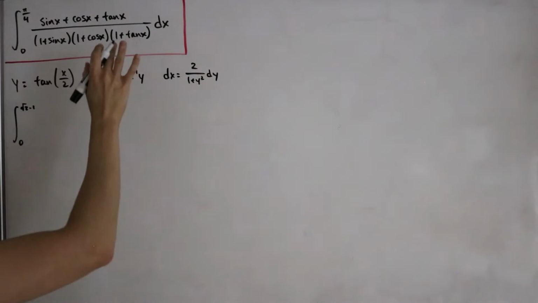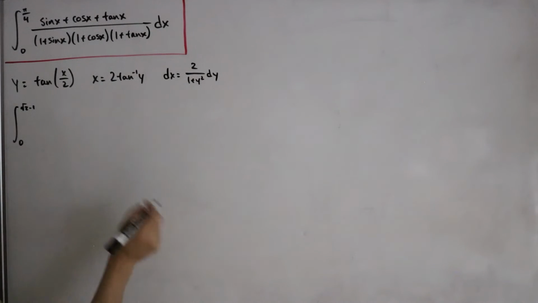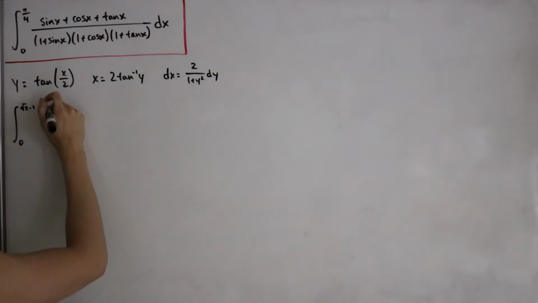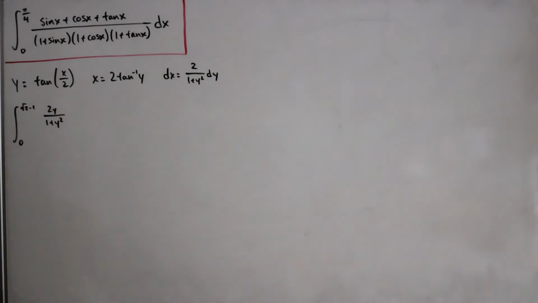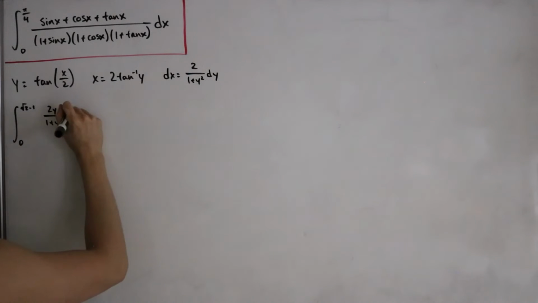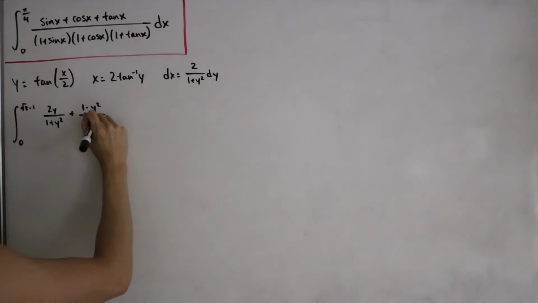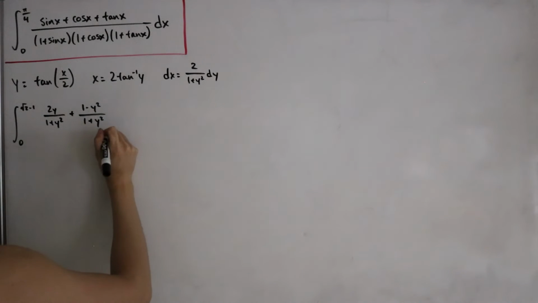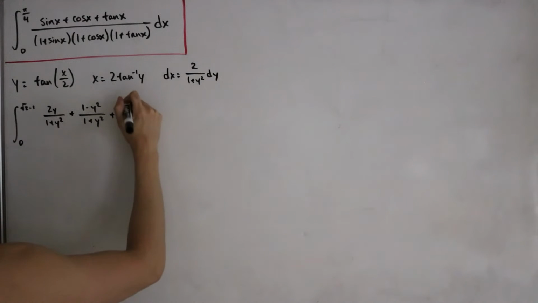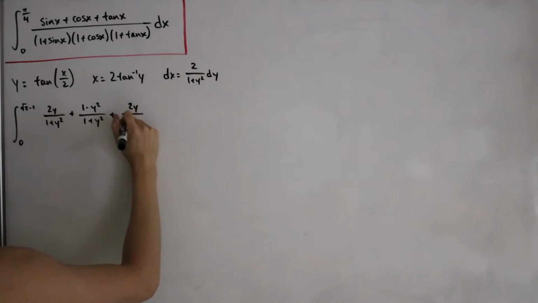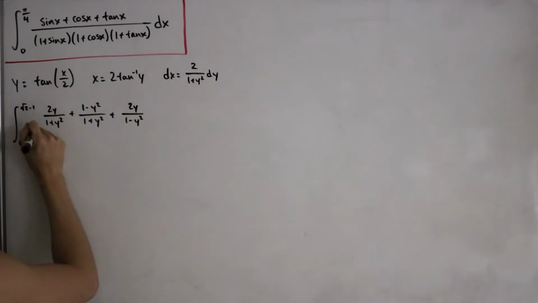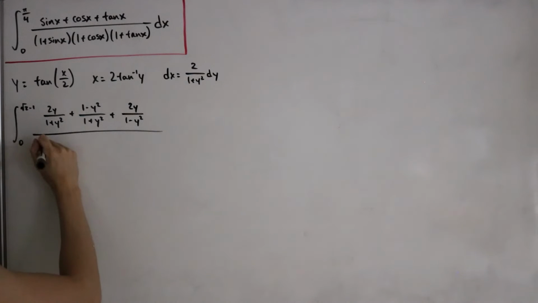And so we do the substitution. Sine of x specifically has a nice formula saying that it's the same thing as 2y divided by 1 plus y squared, from the tangent half angle formula. Then cosine of x is the same thing, but this time it's 1 subtract y squared divided by 1 plus y squared. And then for tangent x, that will simply be 2y divided by 1 minus y squared.